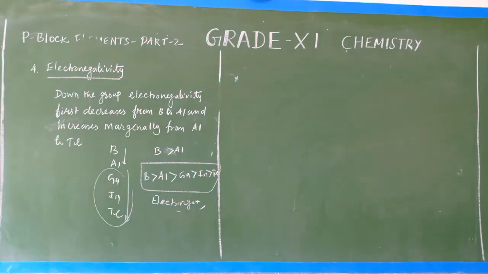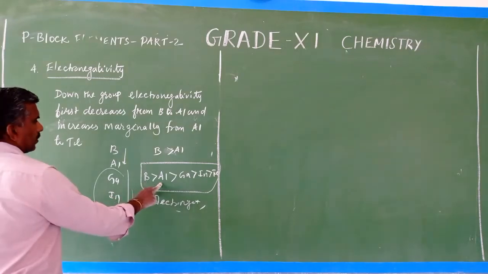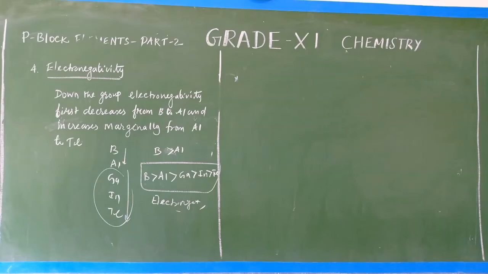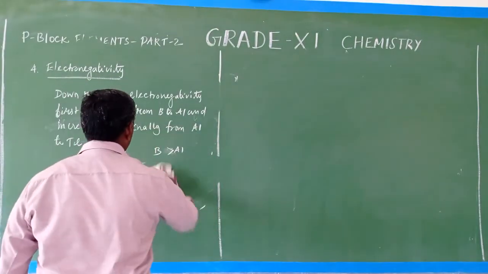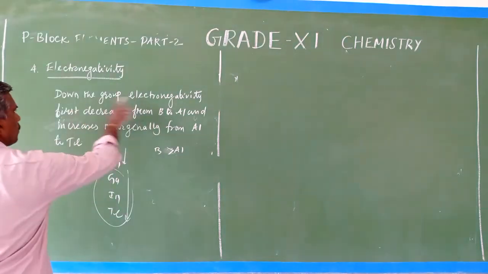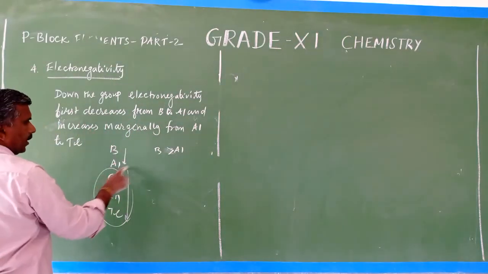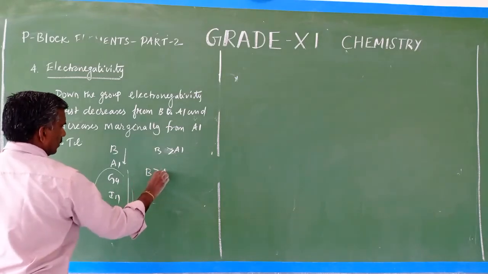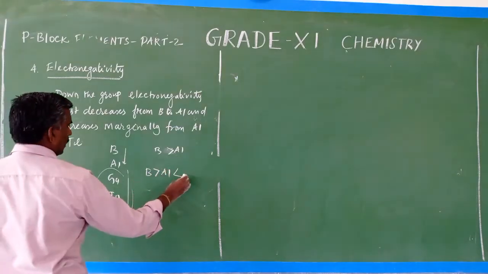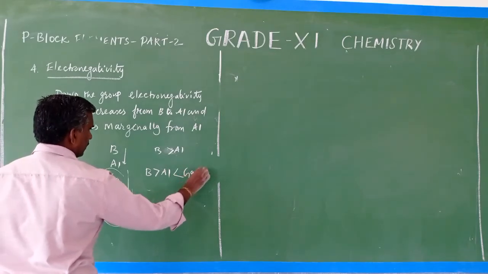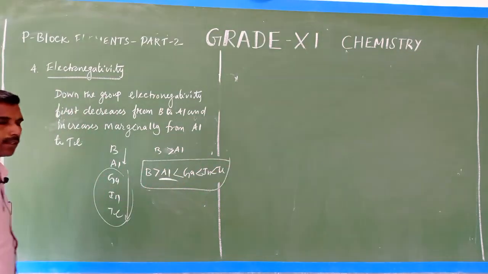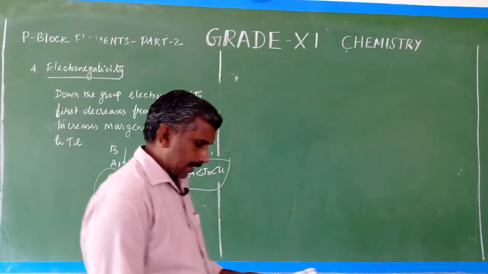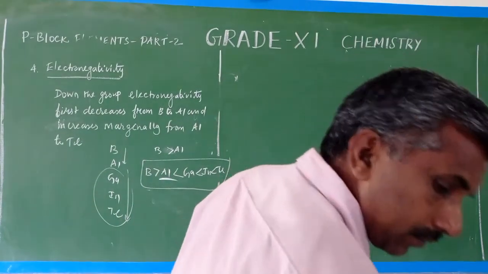Down the group electronegativity first decreases, then increases. Boron to aluminum decreases, aluminum is less than boron, then it increases: gallium increases, indium, thallium. So here aluminum is different, okay. This is electronegativity.